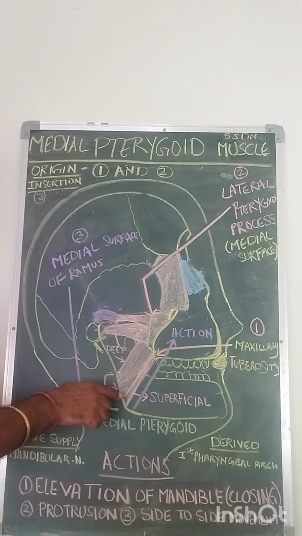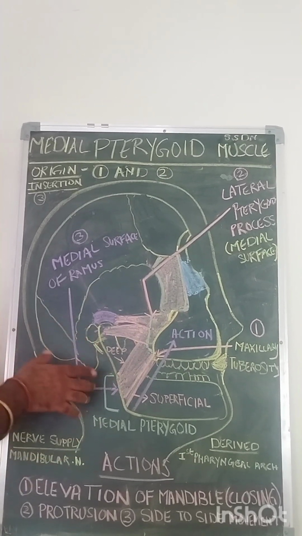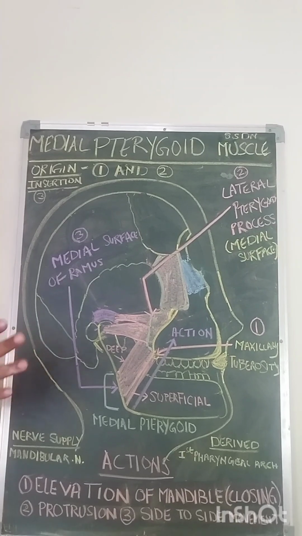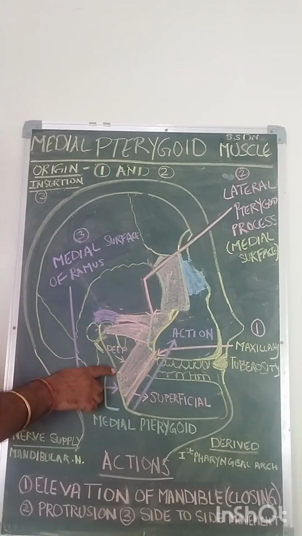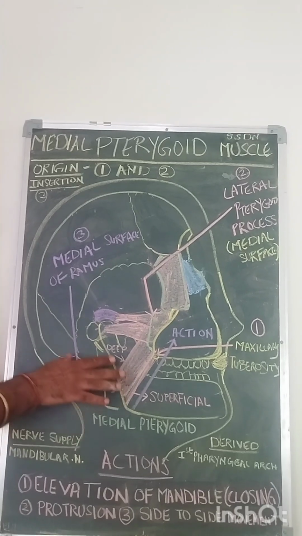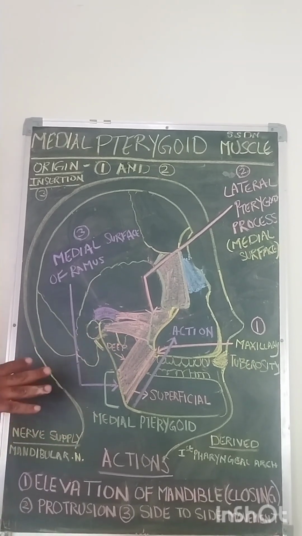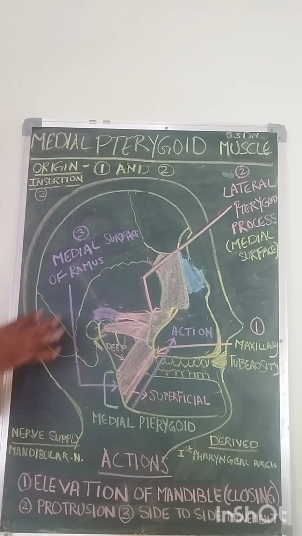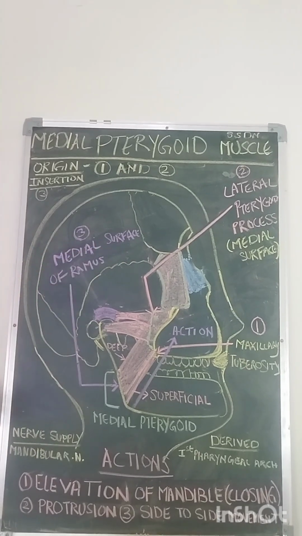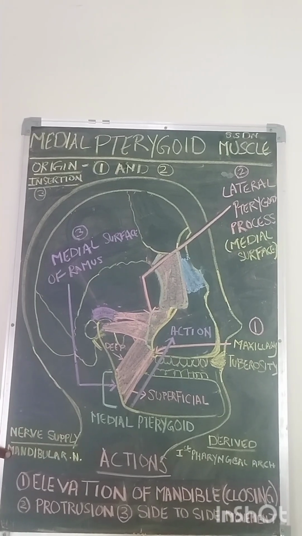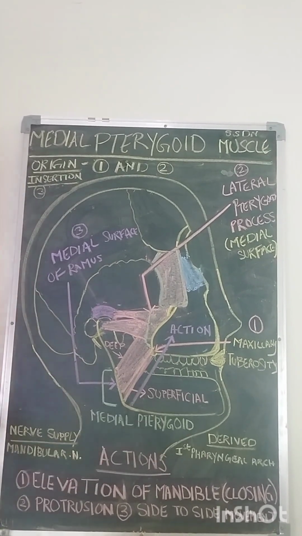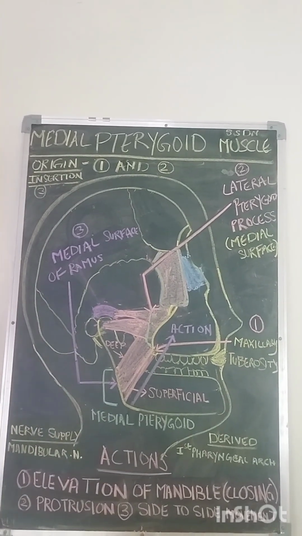So this muscle shape is quadrilateral in contrast to lateral pterygoid muscle, which was a cone shaped muscle. After arising, it inserts into the medial surface of the ramus of the mandible, and some fibers insert into the angle of the mandible also. So the insertion is in the medial surface of the ramus of the mandible. Nerve supply is by the mandibular nerve, and this muscle is also derived from the mesoderm of the first pharyngeal arch.